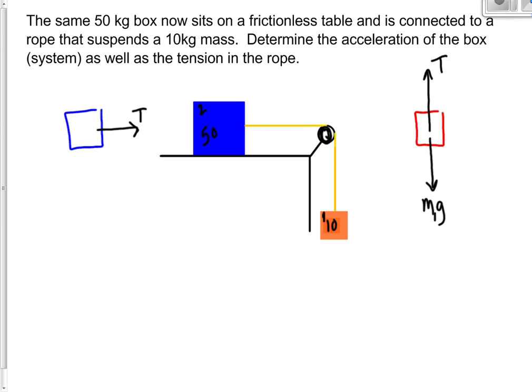So pay attention to this part, because this is where the wrong sign will lead to the wrong answer. This system has one acceleration. When this box moves to the right, this mass goes down. So we want to say that that's the same direction. So we're going to say that this is the positive direction. So over here on my hanging mass, that means down is the positive direction, and over here that means to the right is the positive direction.